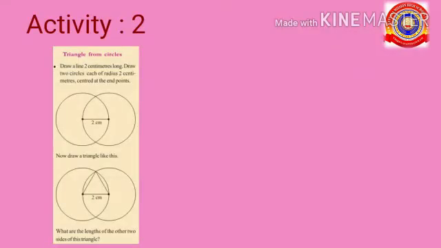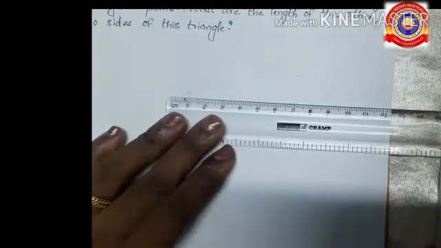Next, activity number 2, triangle from circles. Here, draw a line 2 cm long. Draw 2 circles, each of radius 2 cm, centered at the end points. Now draw a triangle like this. What are the lengths of the other two sides of this triangle?